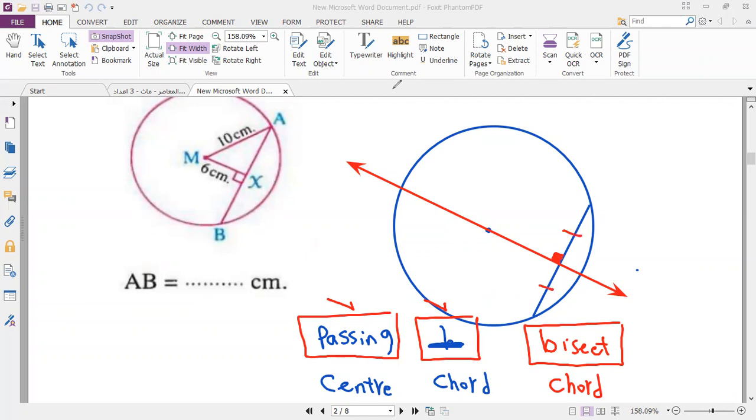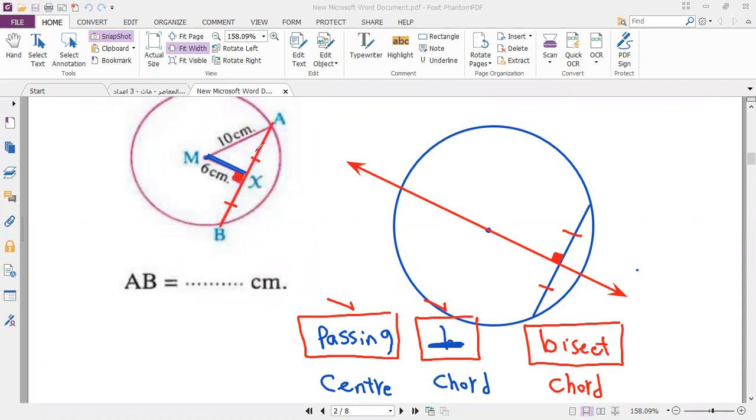Here in this example, we have a straight line passing through the center of the circle, as you see here. This straight line passes through the center of the circle and is perpendicular to this chord. AB is a chord here. Once again, the straight line passes through the center of the circle and is perpendicular to the chord. So this straight line is going to bisect this chord.